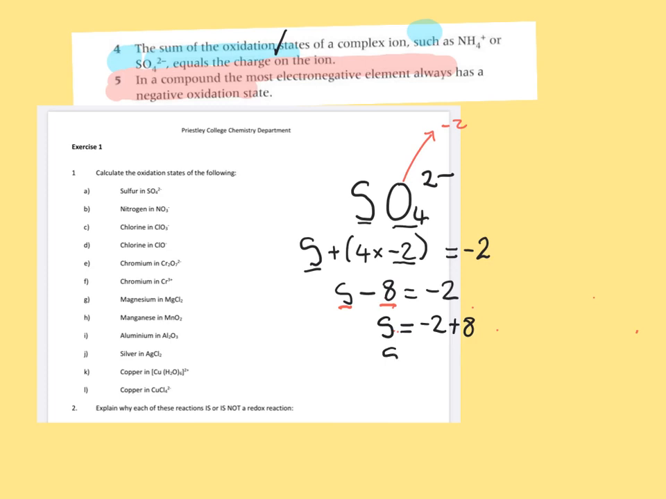And therefore that tells us that sulfur has an oxidation state of +6. Well, that makes sense since sulfur is in group 6 of the periodic table and it has 6 outer electrons, which means it can share all of these electrons. Notice its oxidation state is +6, even though it's sharing 6 electrons, because oxygen is the more electronegative element. Pause the video here and write down that example.